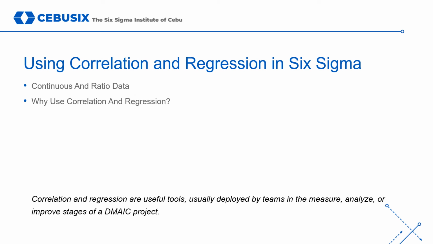Correlation and regression are useful tools, usually deployed by teams in the measure, analyze, or improve stages of a DMAIC project. In this section, we will discuss the use of correlation and regression in a Six Sigma initiative. We will discover that the tools don't apply to all data and are not useful in all situations where they might be applied. With time, a Six Sigma expert develops the ability to decide which tools might be relevant given certain data and situations.